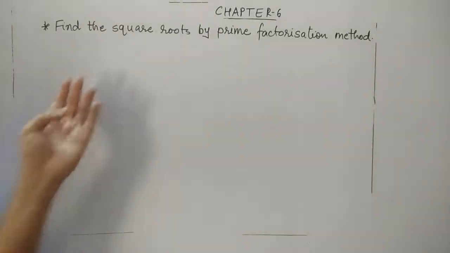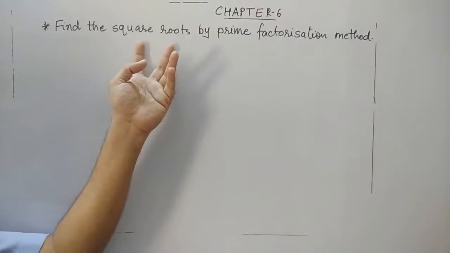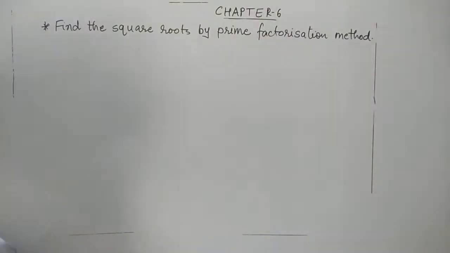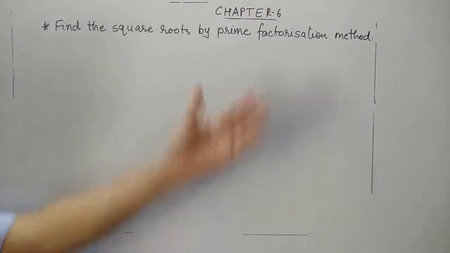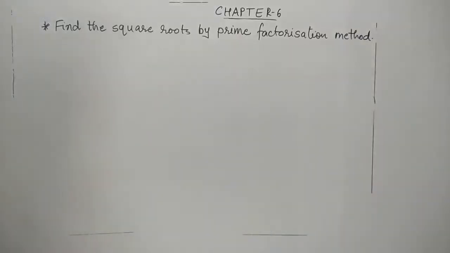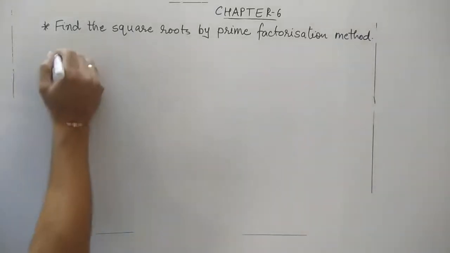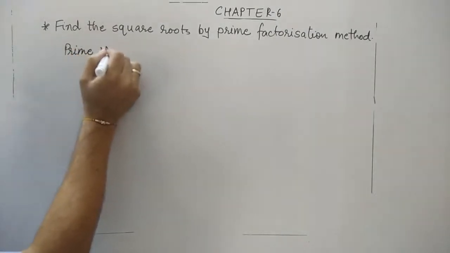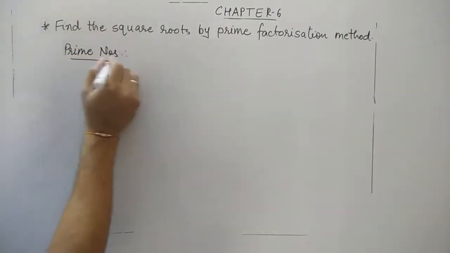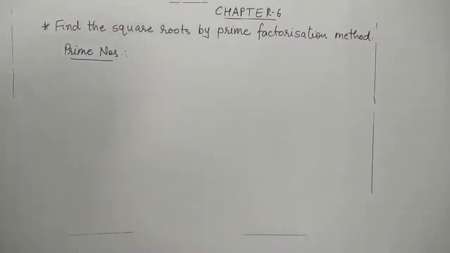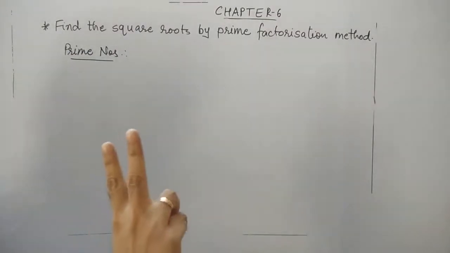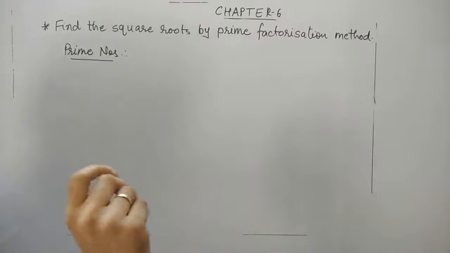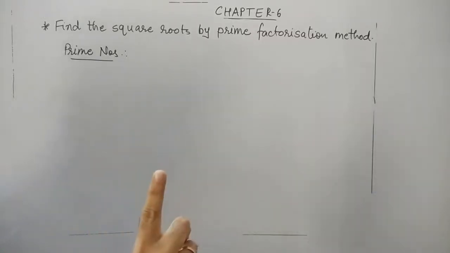Let us discuss the second method to find the square root, and the name of the method is the prime factorization method. Before we go for this method, let us recall which are the prime numbers. We'll first understand the meaning of prime numbers. As we discussed earlier, prime numbers are numbers which have only two factors: one factor is the number itself and another is 1.